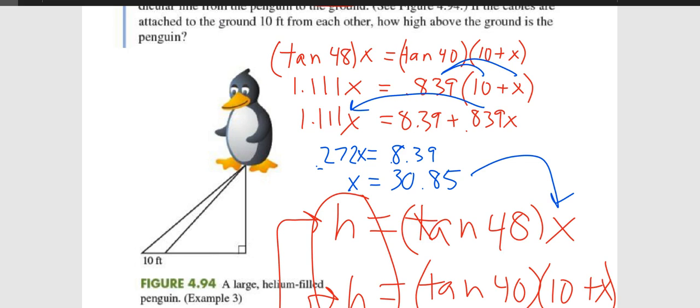1048 times 30.85. Looks like a grand total of what? What is h? 263, something like that, right? Yeah.